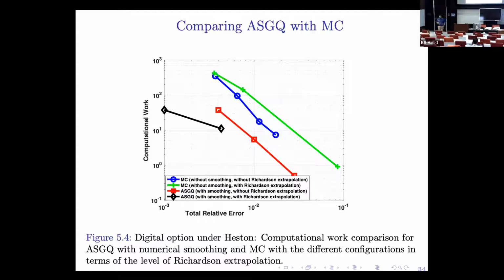Okay. Also, we compare the performance of adaptive sparse grids with respect to the Monte Carlo. Here I'm comparing different configurations, with and without using Richardson extrapolation. And what you can notice is that if you take a relative error below 1%, you require maybe a CPU time of order 10, and you require 30 times more if you use Monte Carlo with or without Richardson extrapolation.